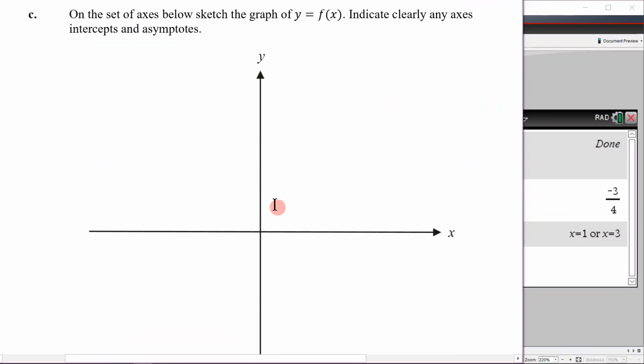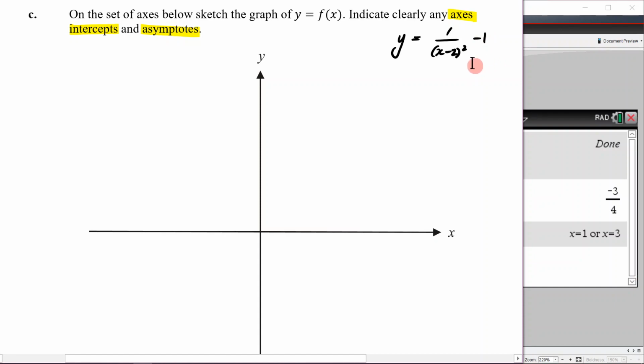Let's now come here and again, pull out your highlighter. On the set of axes below, sketch the graph of y equals f of x. Indicate clearly any axis intercepts and asymptotes. So very important that we label our axis intercepts and asymptotes. Let's just begin by reminding ourselves what f of x is. It's 1 over x minus 2 squared minus 1.